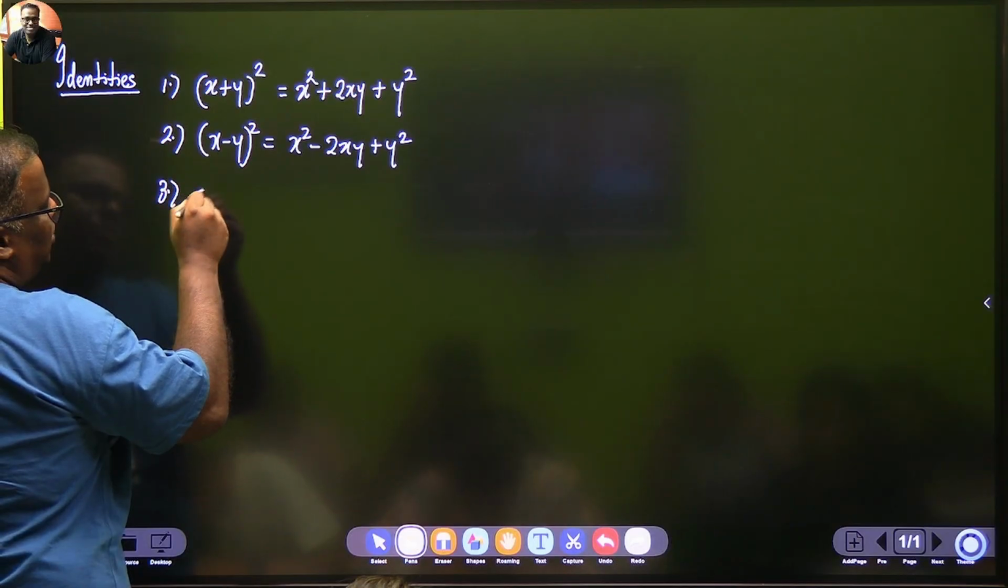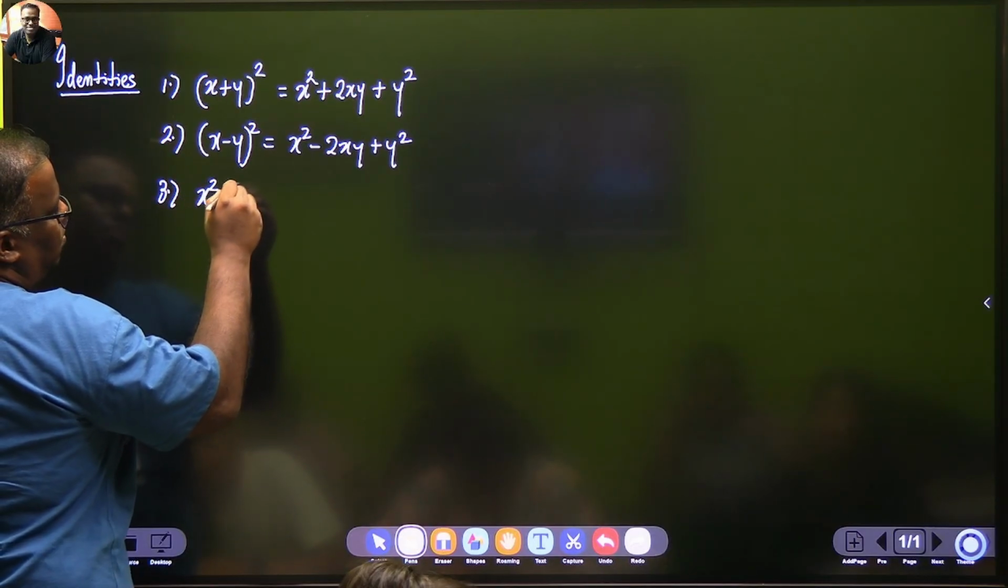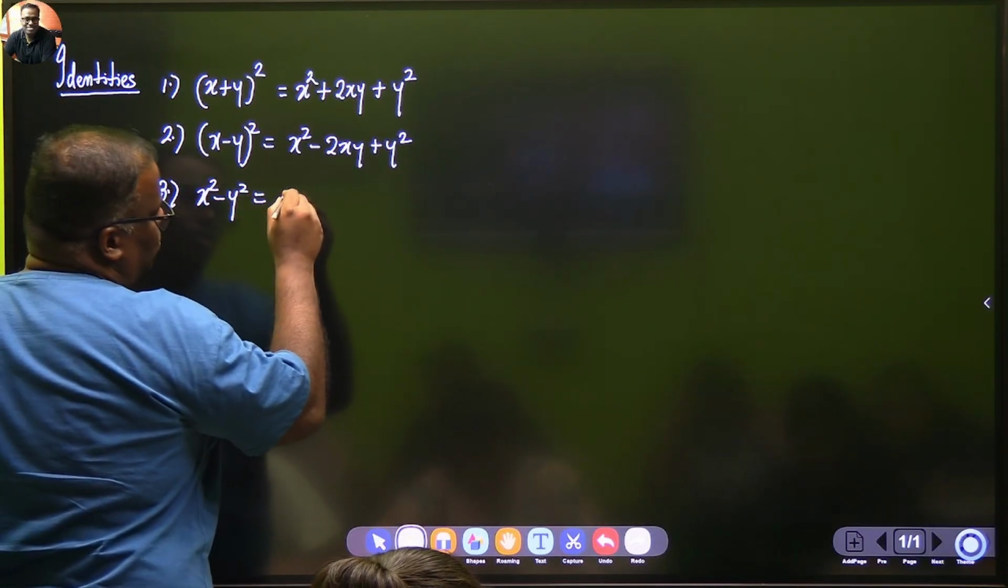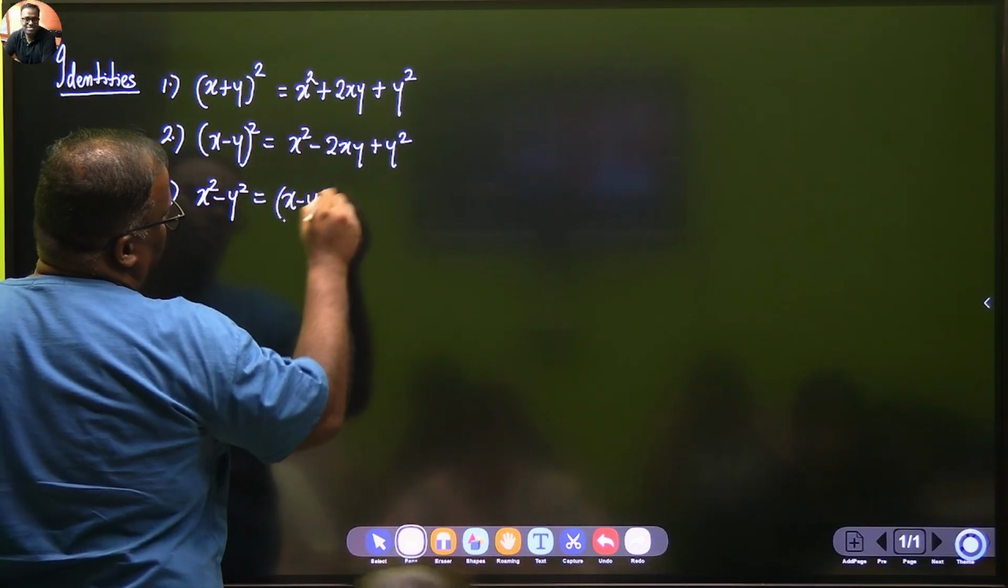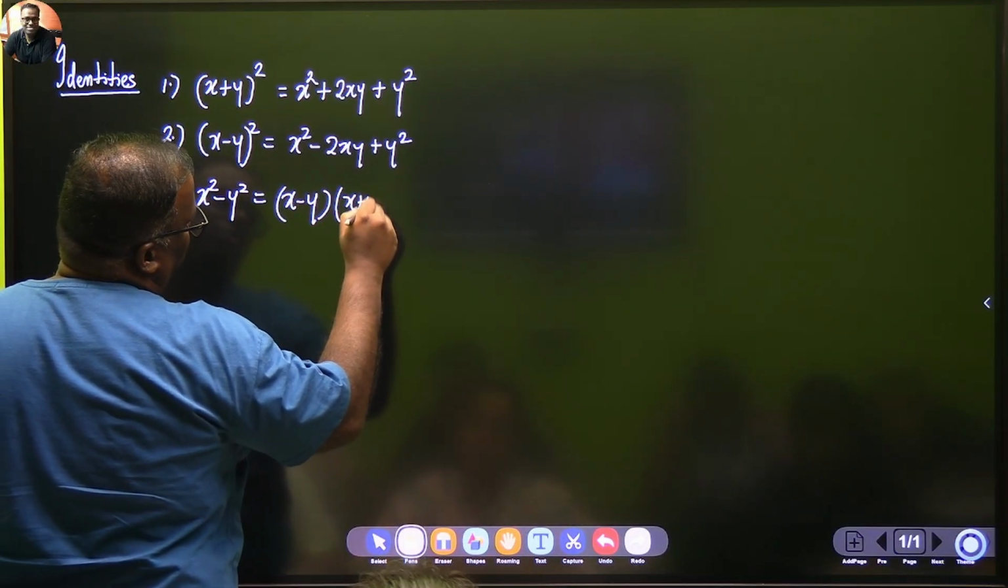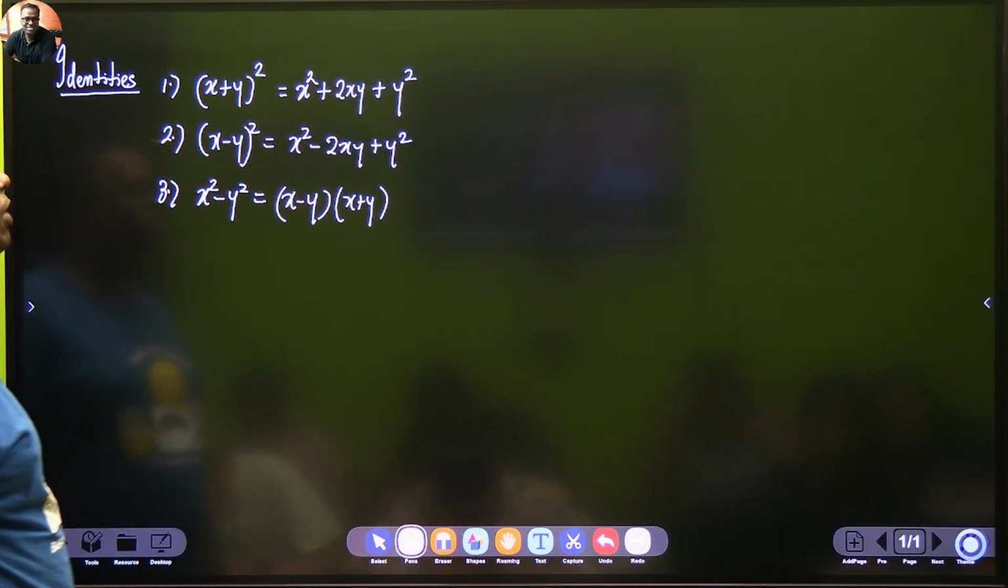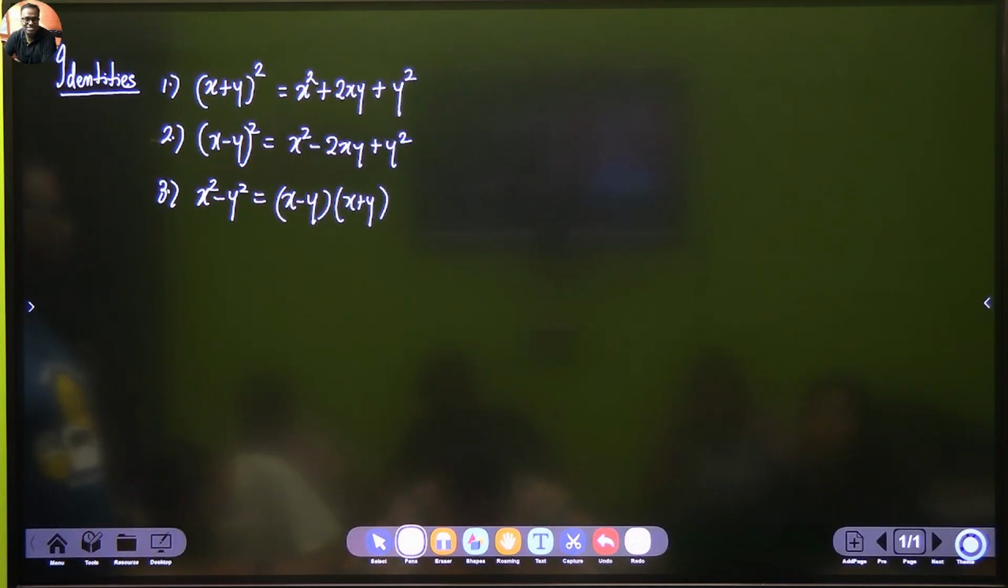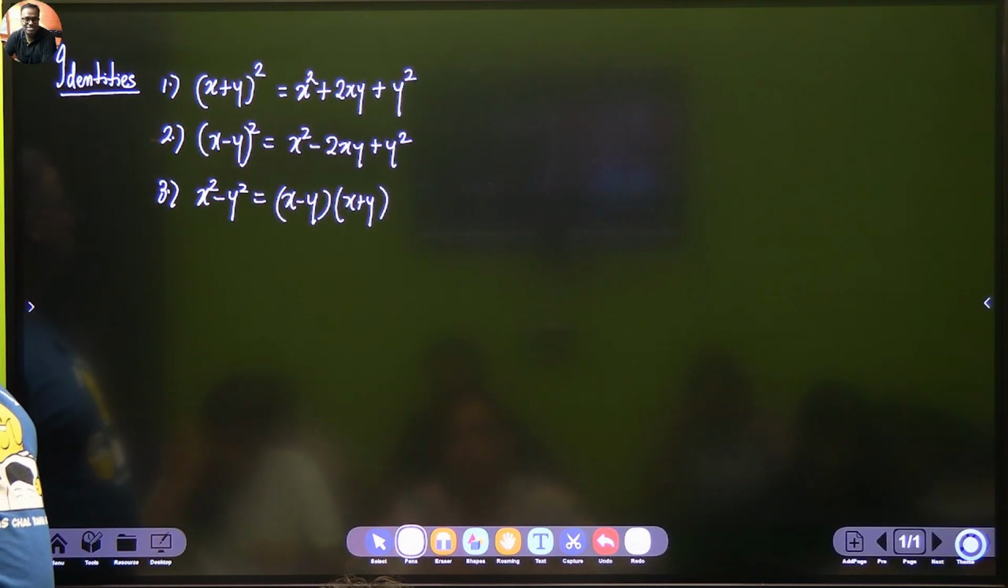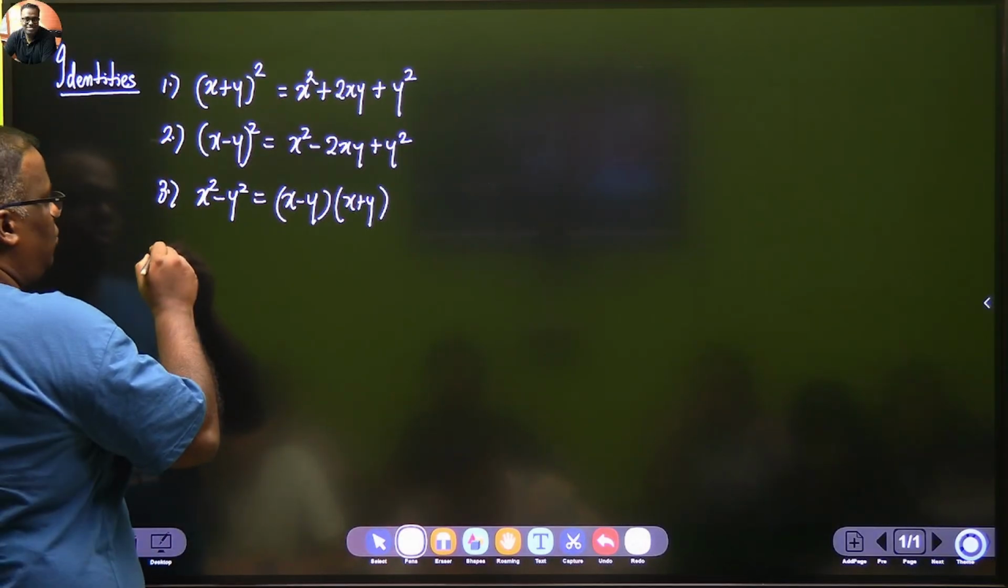You have all done this in grade 8. X square minus y square, which is equal to x minus y multiplied by x plus y. You have learned all these in the format of a plus b. We're just doing it in the format of x and y. Harshit, it is clearly visible, right, children? Very good. Okay, number 4.